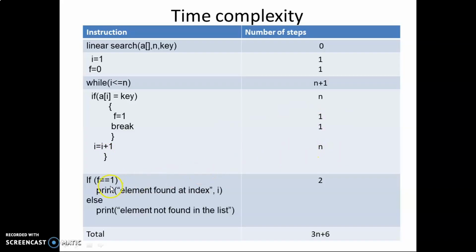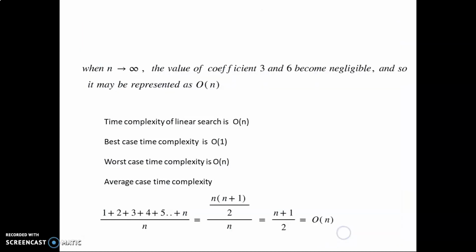And this whole thing will be executed in two steps. How? This statement is executed only once. If the condition becomes true, this will be executed; if false, this will be executed. So 1 plus 1, 2. If you add all these things, you will get 3n plus 6. That is the total number of steps for the linear search.